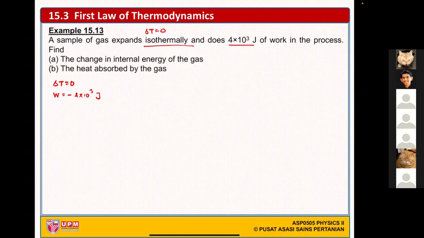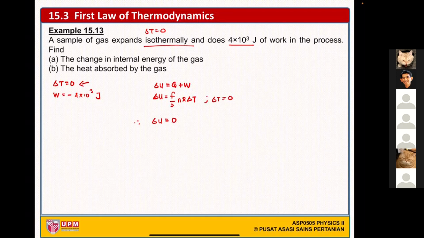The question is ask you to find the change in internal energy of the gas. So we want to find the delta U. So delta U is equal to Q plus W. Dalam konsep ini, dia kata isothermal. Jadi the change in internal energy, the change in U also is equal to f divided by 2 nR the change in T. Since the change in T is equal to 0, therefore the change in U is equal to 0. So there's no change in internal energy. Boleh faham?